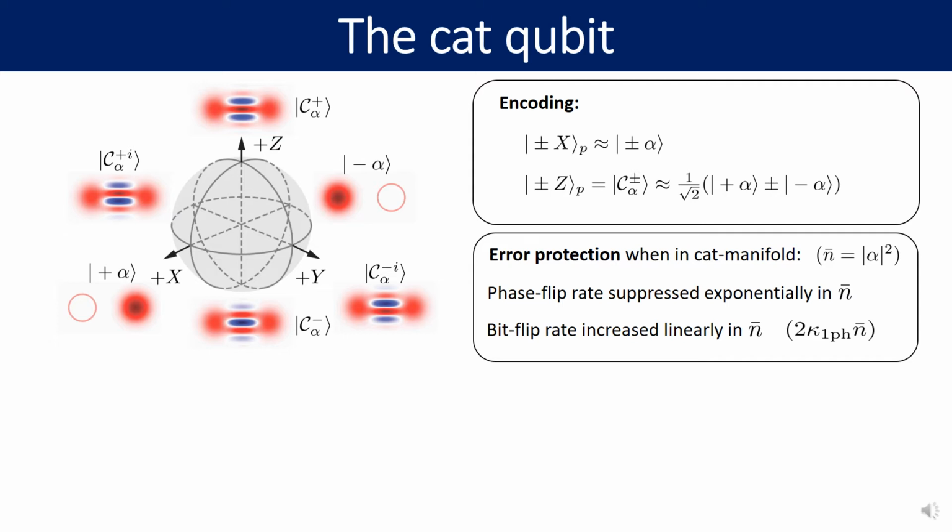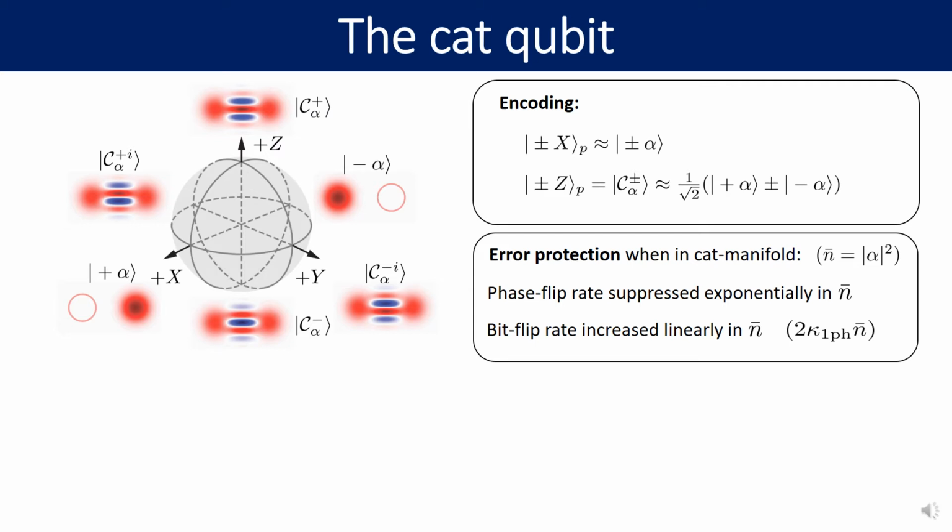In a way, what this means is that if you have more photons in your cat, it's more likely to lose a photon. And in fact, you can write down an approximation for this bit flip rate, which is given by 2 times the single photon loss rate times the photon number in the cat. Now, you see there's an exponential suppression of the phase flip rate and a linear increase of the bit flip rate. And that means that this can be a very good qubit as long as you can perform all operations much faster than the now decreased bit flip rate.